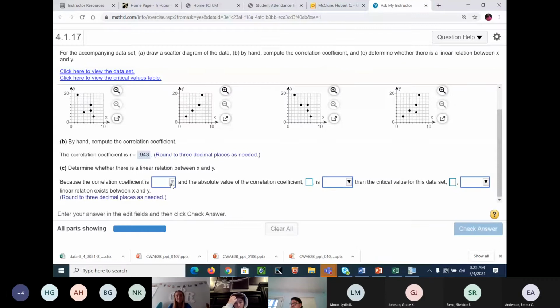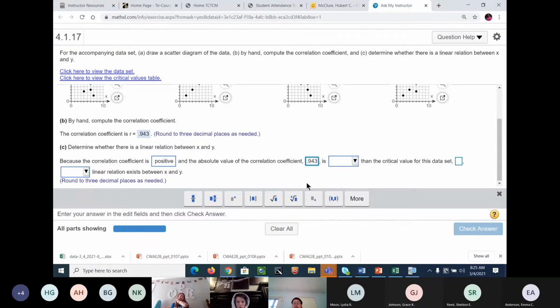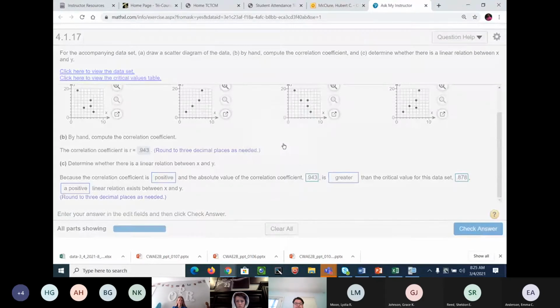All right. Is R positive or negative? It's positive. And it is 0.943, which is greater than 0.878. Therefore, a positive linear relation exists. And you feel good about yourself, so you don't have to wear sunglasses indoors.